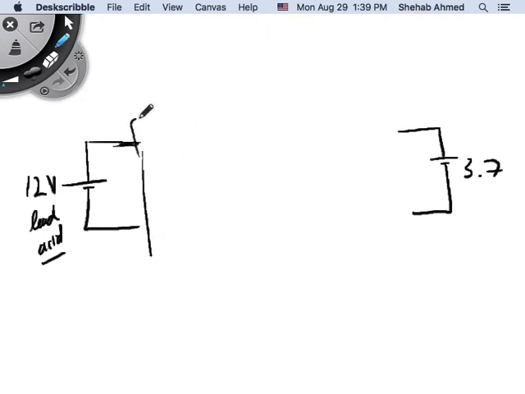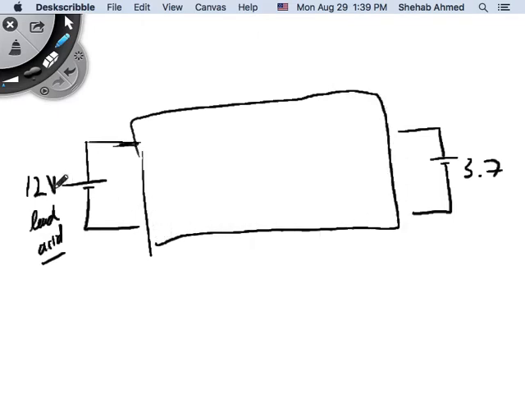Exactly. So here you typically have a ratio between 3.7 and 12 of about 3 to 4 times. The simple topologies that we will discuss in the class are going to be able to give us this 3 to 4 ratio between input and output with a good efficiency, right? They will be able to do that.